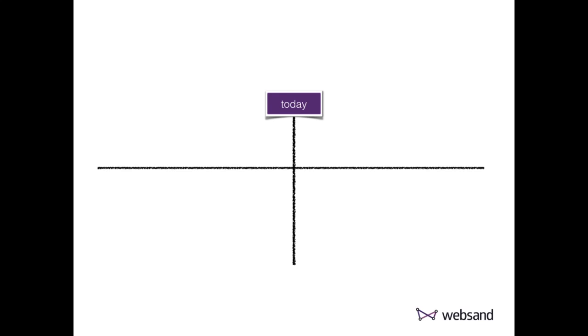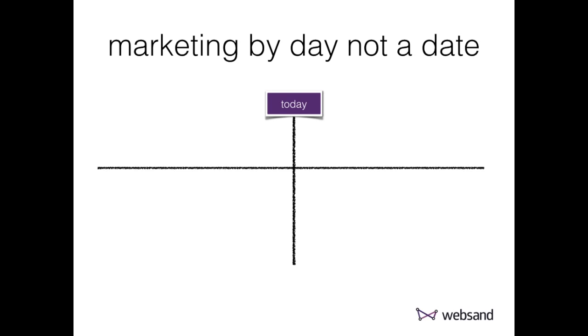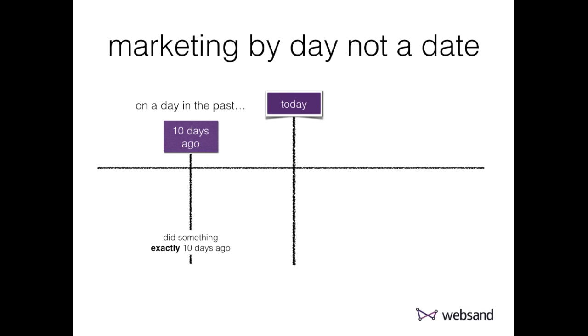So again, we've got today, but this time we're looking at marketing by day and not a date. Let's say that we're looking at a certain day in the past, let's say 10 days ago, and we're interested in people that bought something 10 days ago because we know that if we're able to reach them 10 days ago, we're more likely to retain them as a customer. So let's say that we want to identify people who did something exactly 10 days ago. We can create a rule in the system and do just that.